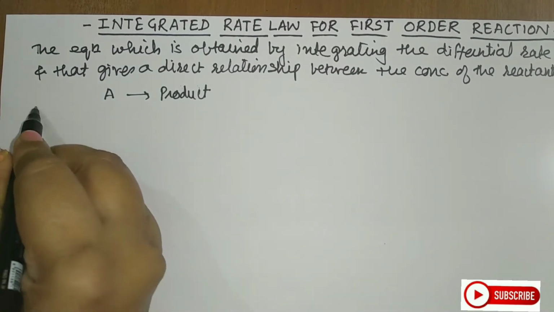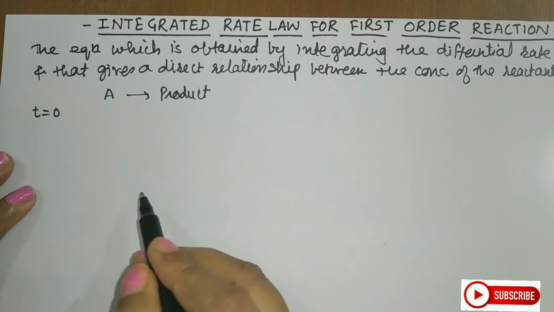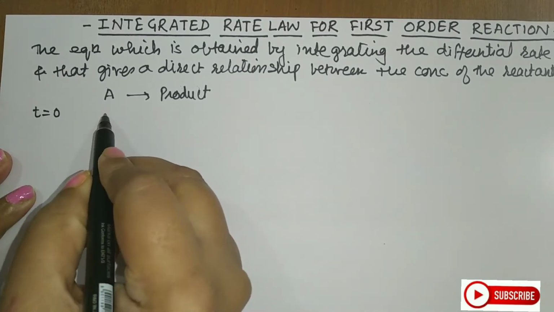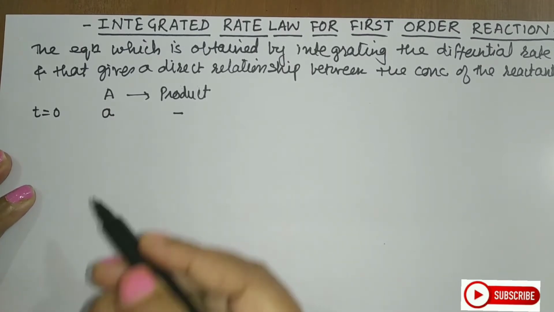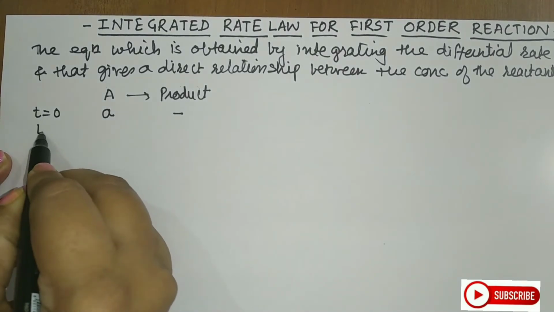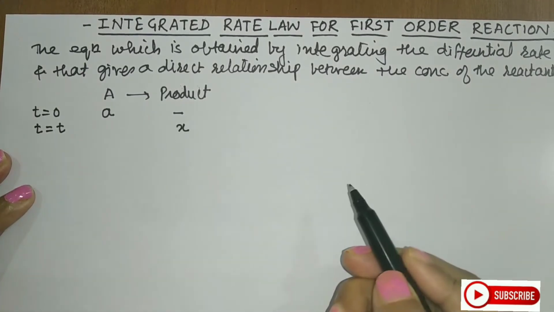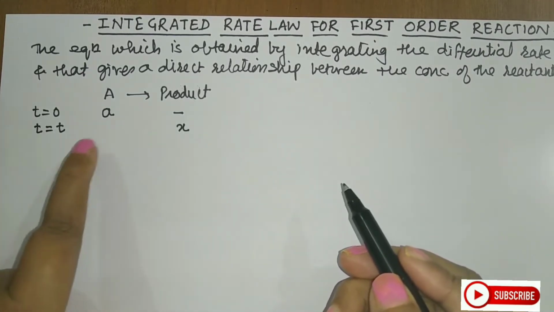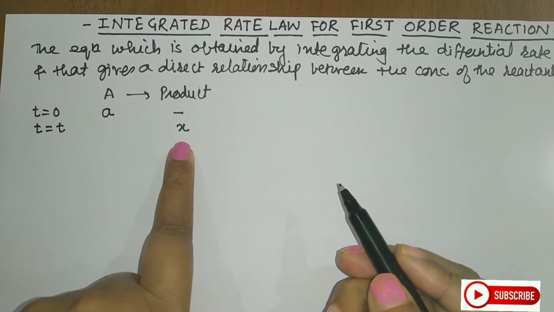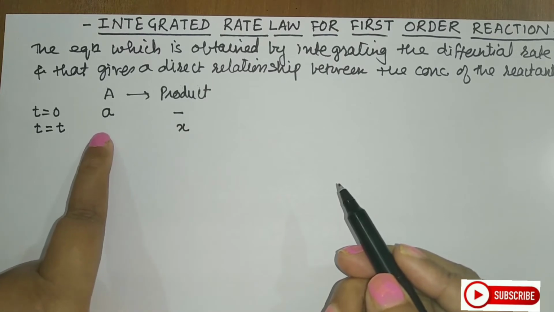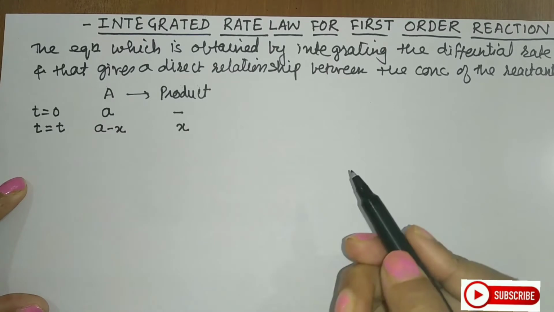Now initially, when time is equal to 0, the concentration of A, if I consider this as a, no product will get formed. But as the time passes, say for example t is equal to t, then x amount of the product is getting formed. If the initial concentration was a, and now x amount of the product is getting formed, then how much concentration of A will be left here, student? That is a minus x.